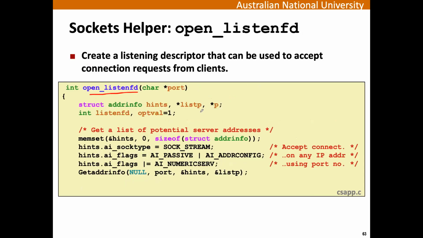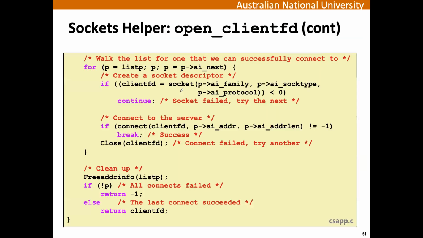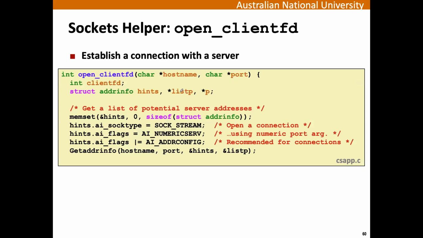So you just need to specify in your applications, you don't even have to worry about socket, bind, listen. You just use this one function and it will return you a listening socket. It's as simple as it gets. And you just need to provide the port number. If you understand what's happening inside the function, it's great. Otherwise, you can just use the API as it is. So on the server side, you need to use open_listenfd and provide the port. On the client side, you need to provide the host name and the port number.